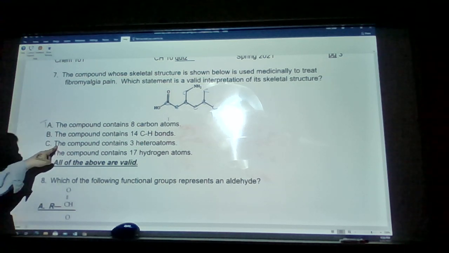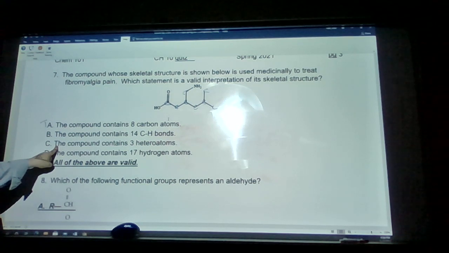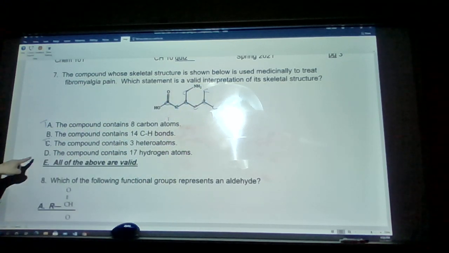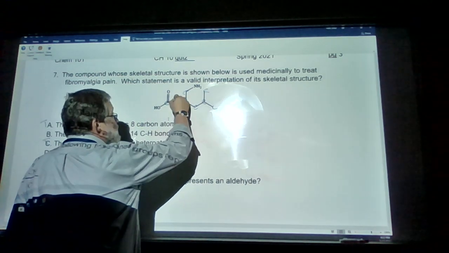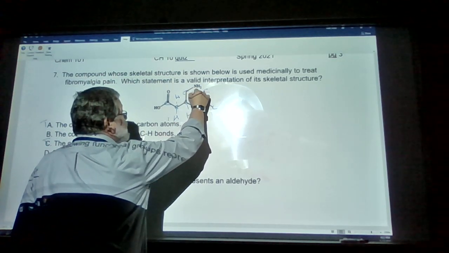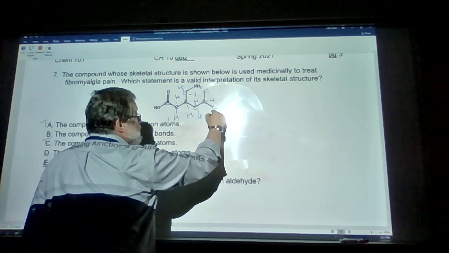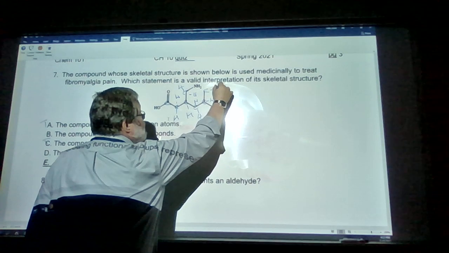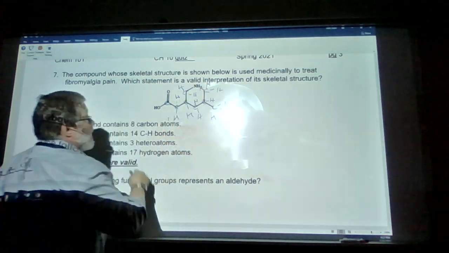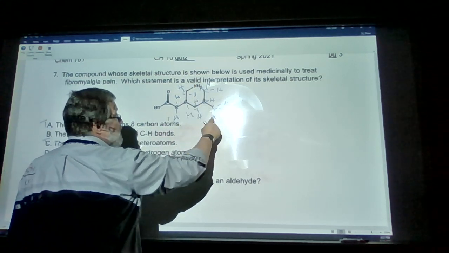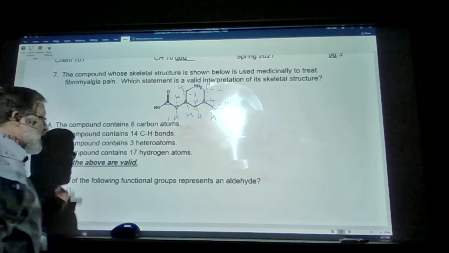Number C, contains 3 heteroatoms. Does it contain 3 atoms other than carbon or hydrogen? Oxygen and nitrogen. 1, 2, 3. This one is true. The compound contains 17 hydrogen atoms. 1, 2, 3, 4, 5, 6, 7, 8, 9, 10, 11, 12, 13, 14, 15, 16, 17 hydrogen atoms.